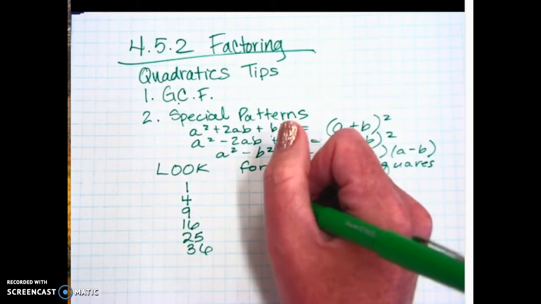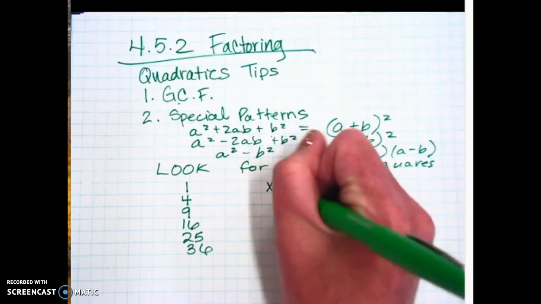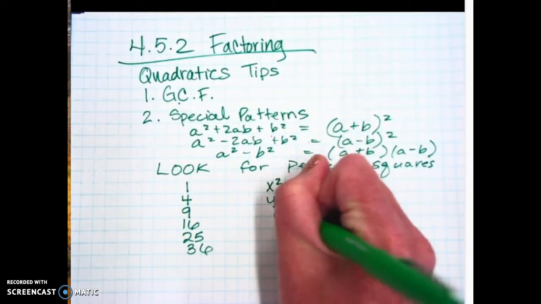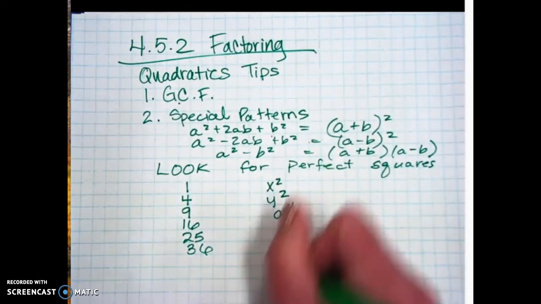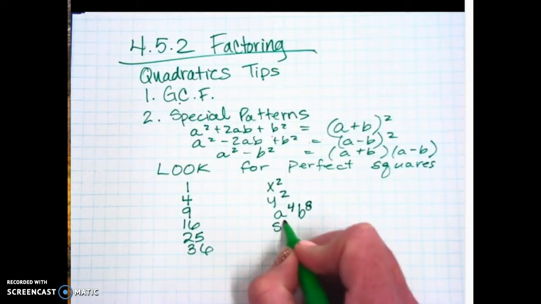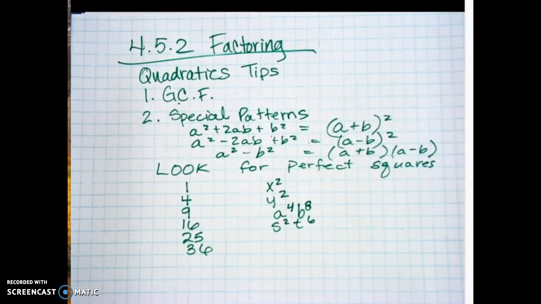Okay. You also need to be able to look at your variable parts and see if they're perfect squares, like x squared or y squared. Even a to the 4th, you should recognize that that's a perfect square, and b to the 8th, okay? Or s to the 2nd and t to the 6th. These are all perfect squares, okay?